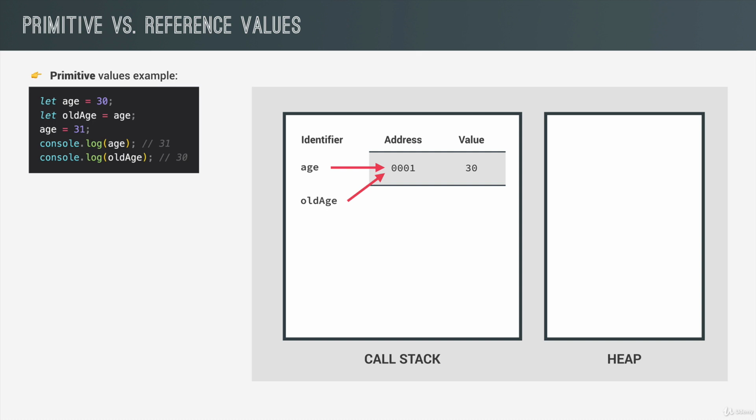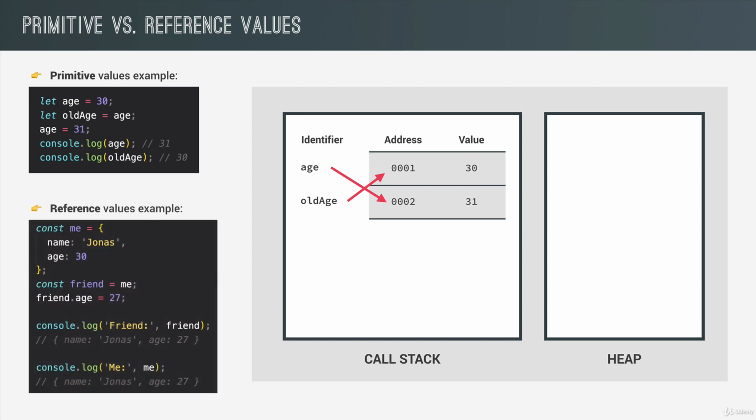Great, but now in the next line, we set age to 31. So what will happen then? The value at address 0001 will certainly not become 31, because that would change old age as well, since they both point to the same address. So that would make no sense at all. Also, the value at a certain memory address is immutable, or in other words, it cannot be changed. So instead, what's going to happen here is that a new piece of memory is allocated, and the age identifier now simply points to the new address, which is holding the new value of 31. Alright, and that's why when we log both our variables to the console in the end, they both return exactly the values that we expect.